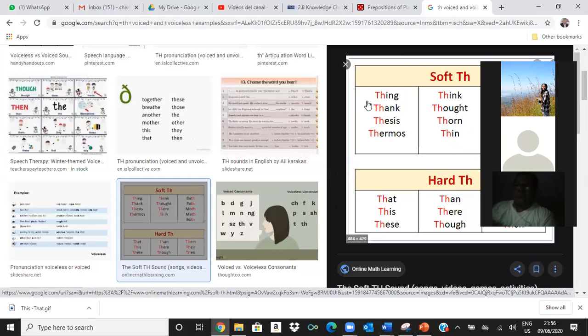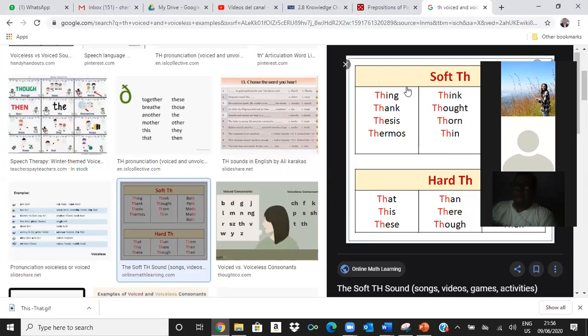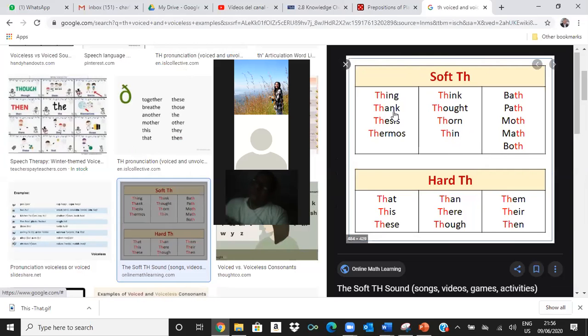También se conoce como soft and hard, but really I like to say voice and voiceless. For example, let's practice. Thing. Think. Like thank you. Thank you. Todas estas son aire, ¿verdad?